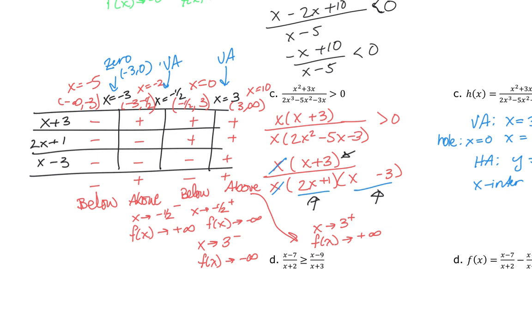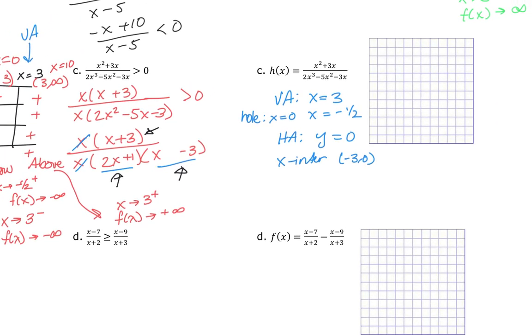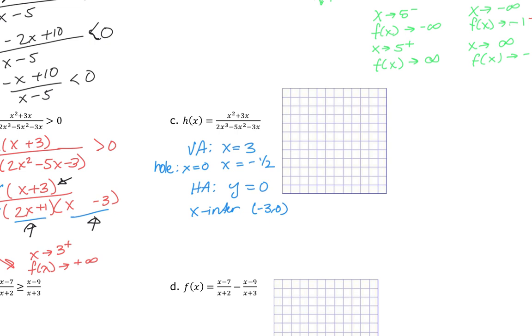Now to answer this inequality, I want to have above because I'm greater than 0. So it's going to be this interval and it's going to be this interval. So I have the interval between negative 3 and negative 1/2, union between 3 to infinity. Now let's come over here and bring all of this together.